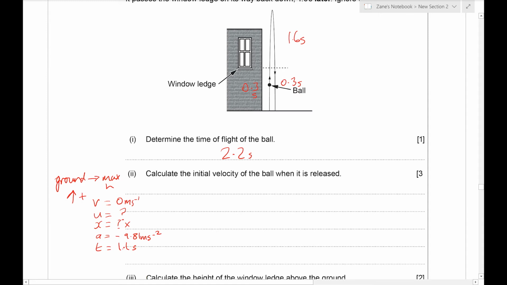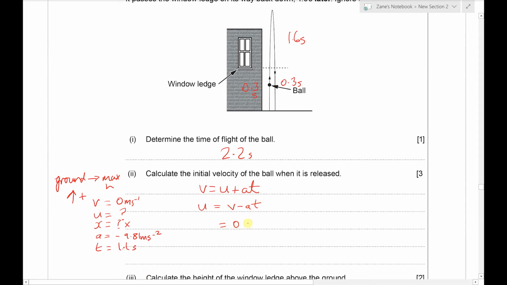Anyway, we're going to use the equation without x, and that equation without x is probably the easiest of them. Simply v equals u plus at. So let's rearrange this for u. u will be equal to v minus at.